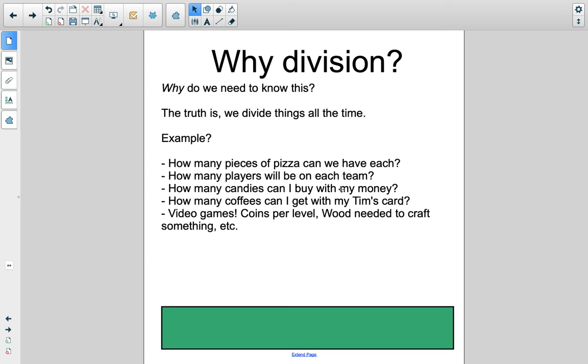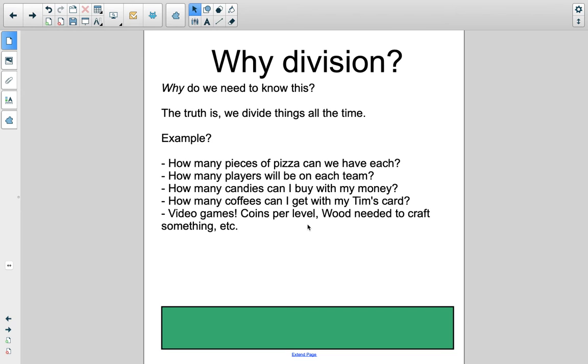How many candies can I buy with my money? Say you're buying popsicles or lollipops, and you've got $4 and you want to see how many you can buy. Well, you're really doing division. Or the one that I sometimes use is how many coffees I can get with my Tim's card. If I have a Tim's card with $10 on it, how many coffees will that buy me? Video games, there's tons of division in video games. You just don't realize it.